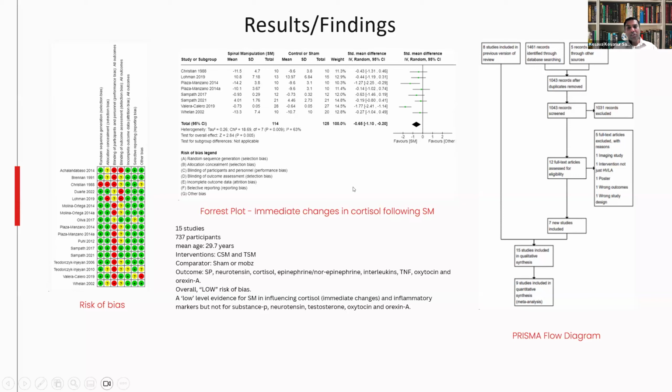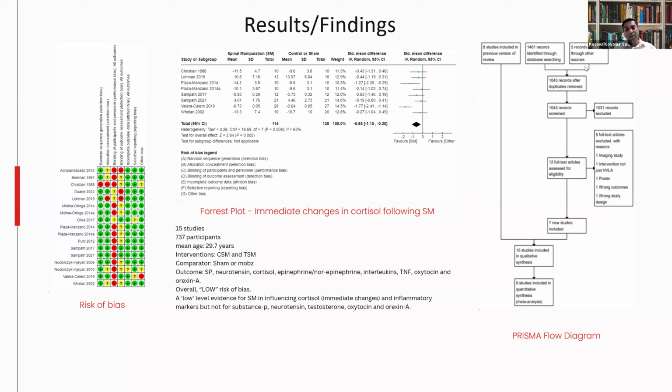The key outcome measures used in studies were substance P, neurotensin, cortisol, epinephrine, norepinephrine, interleukins, TNF, oxytocin, and orexin A. And if you look back at all these chemical markers, they're either involved in pain or they would be involved in inflammation. Overall, we considered the risk of bias to be low. And overall, we found a low level of evidence, which is really important to highlight because the level of evidence is really important when we do a systematic review.